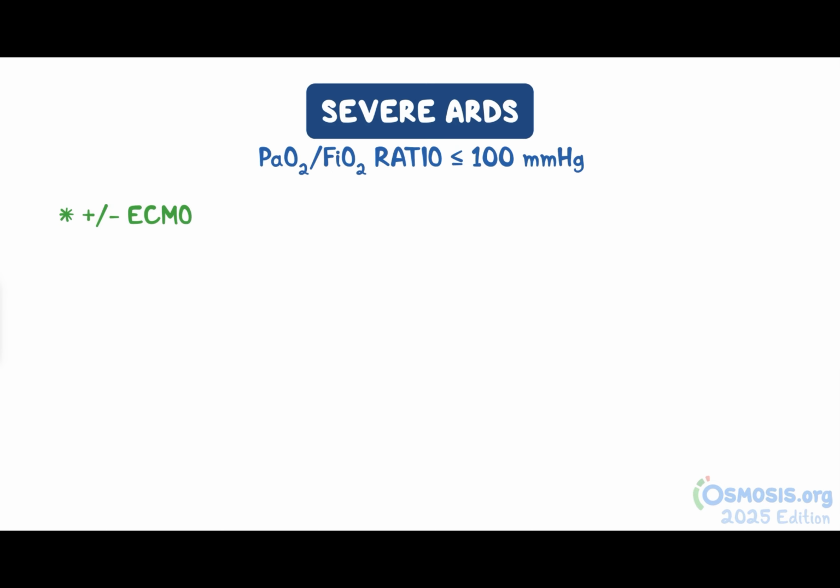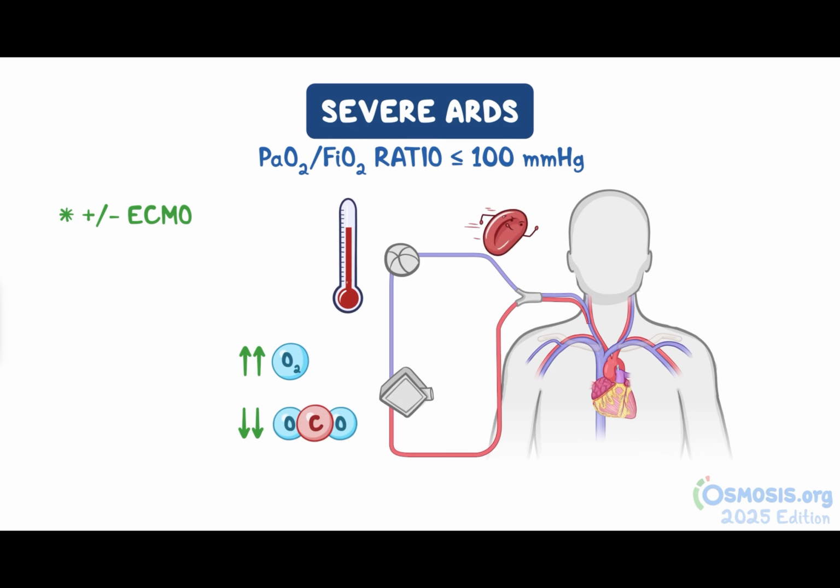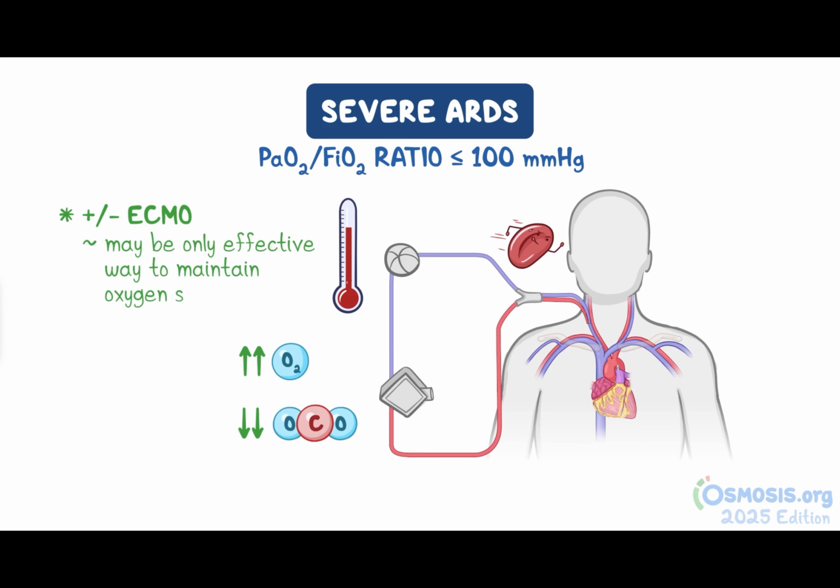ECMO is performed by pumping blood from the body to a heart-lung machine, where a special membrane oxygenates the blood and removes carbon dioxide. Then, the blood is warmed before returning the blood to the circulation. In the setting of severe ARDS, this may be the only effective way to maintain oxygen saturation.